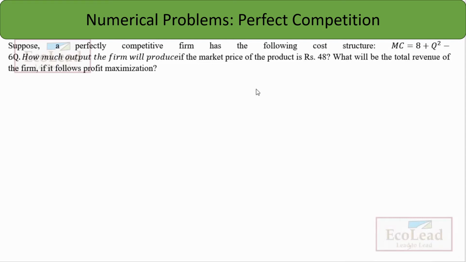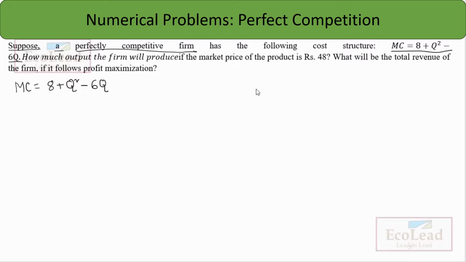Let us read the problem first. Suppose a perfectly competitive firm has the following cost structure. The information on MC, or marginal cost, is given here. What is the marginal cost for this perfectly competitive firm? Here MC equals 8 plus q square minus 6q. So this is the marginal cost for this perfectly competitive firm.